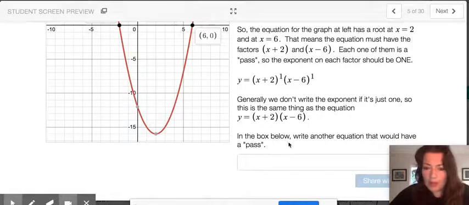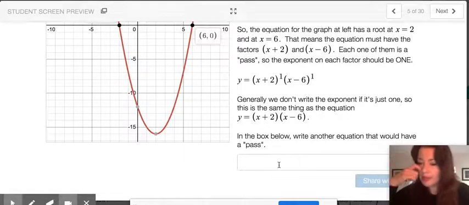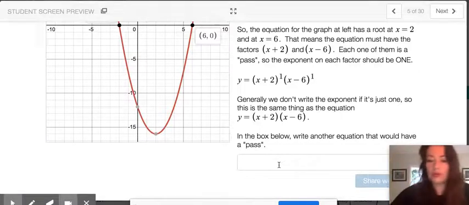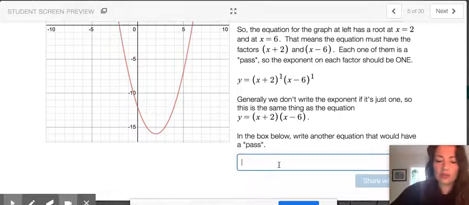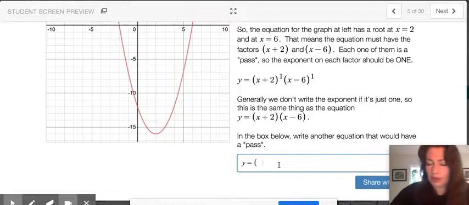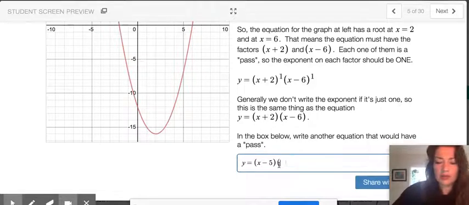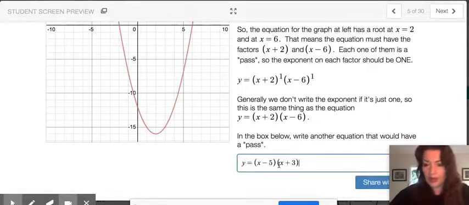In the box below, write another equation that would have a pass. Here you can basically write any equation you would like that creates a graph that passes. In other words, you can create any x-intercepts that you would like. The answers here can vary from student to student. If you wrote x minus 5 times x plus 3, for example, that would be perfectly fine. It would pass at (5, 0), and it would also pass through (-3, 0).